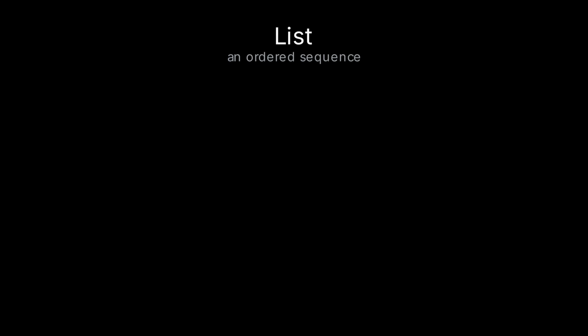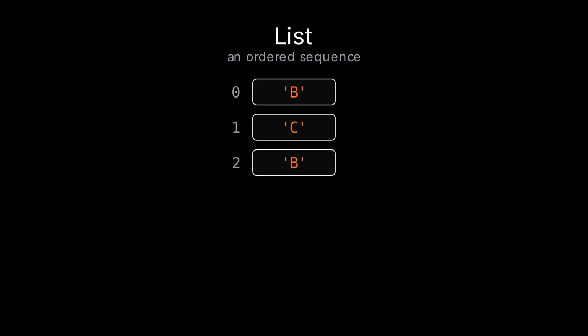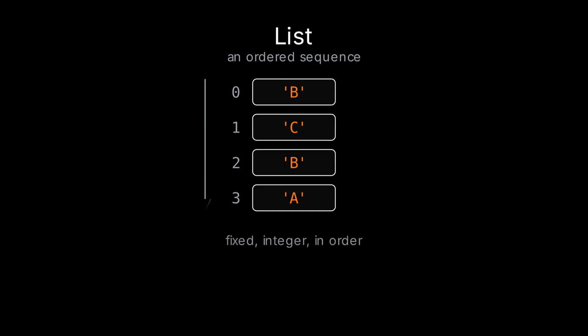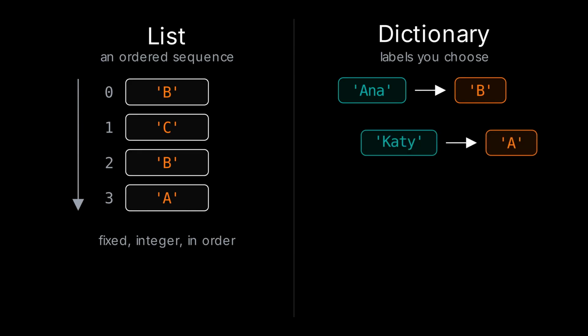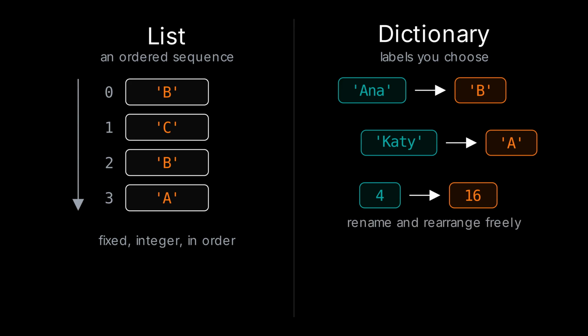A list is an ordered sequence. There's an element at index 0, an element at index 1, an element at index 2, and so on. Those indices are fixed. They're integers, they run in order, and the index 0 has to exist before anything above it can. A dictionary also has something index-like, but we call the labels keys, and the keys are custom. Think of it as being free to rename and rearrange the indices however you like. There's no order you can index by because keys aren't positions.